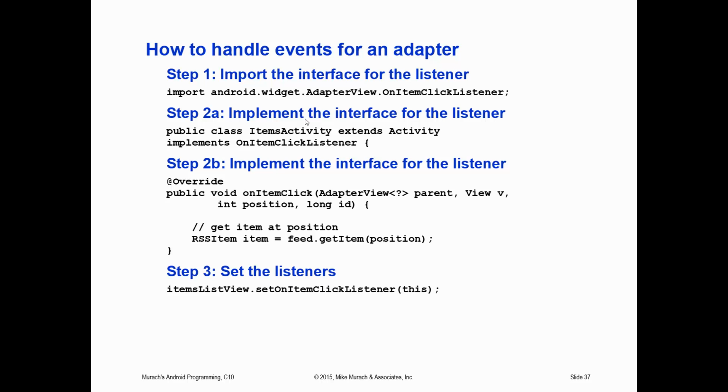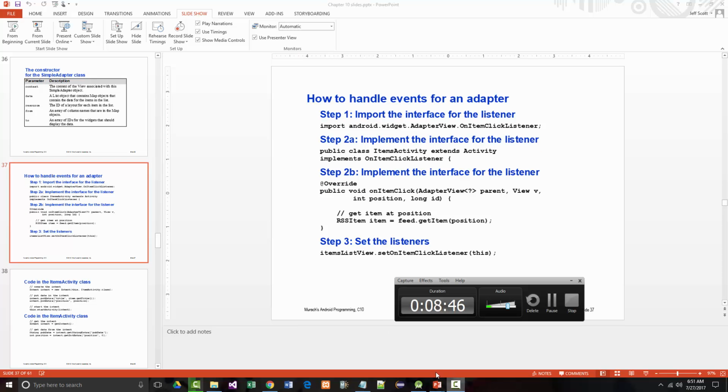So the on-item click method is executed when the user clicks on an item. Within that method, the third parameter provides the position of that item, so you know exactly which story or which item you want to show.